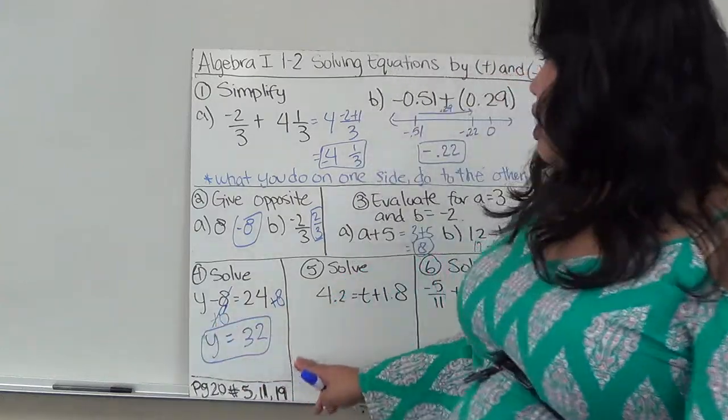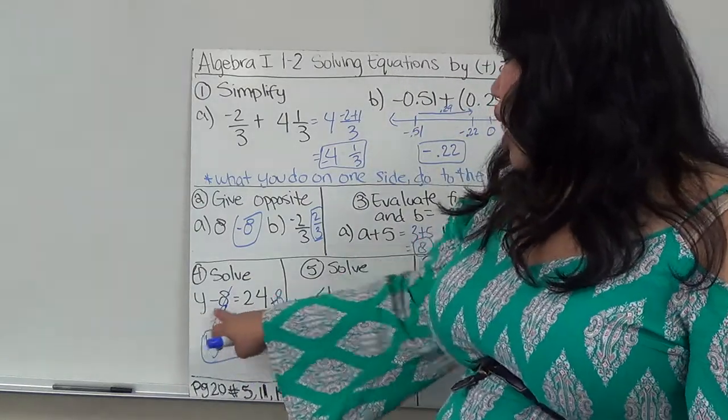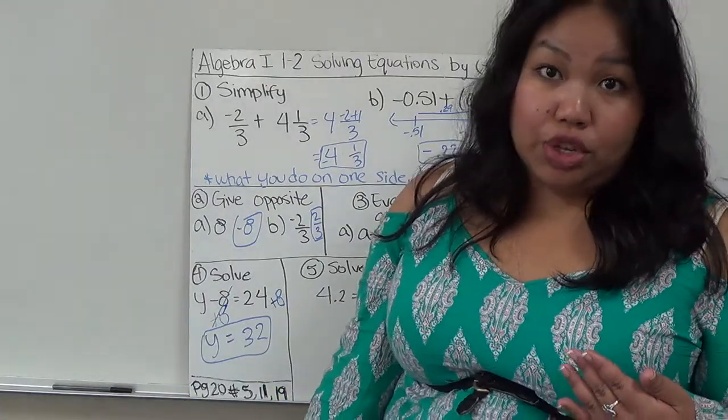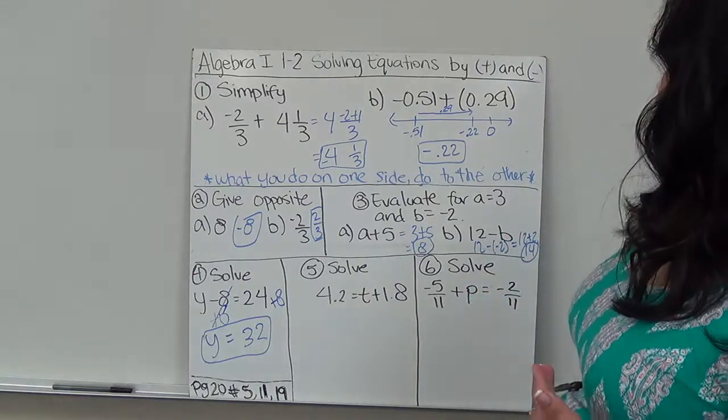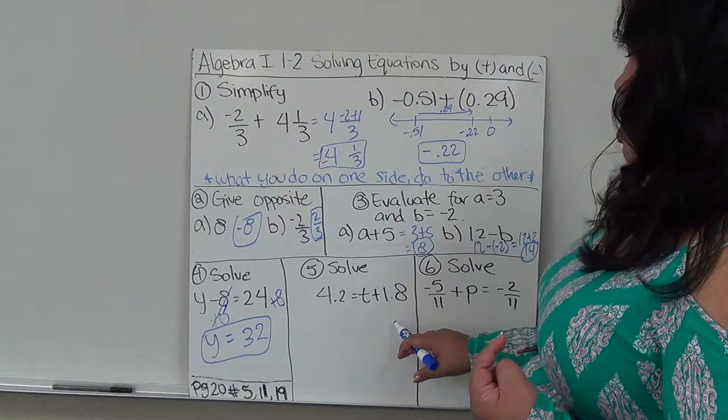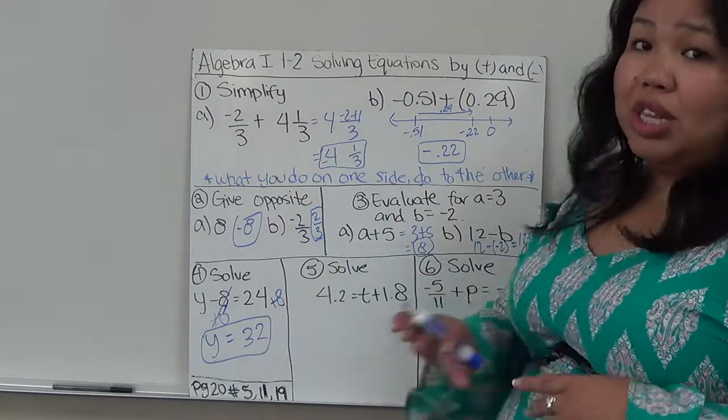What this means is if I put 32 in for y, I should get 24. I'm working backwards from the expressions that you're used to. All right? Number 5 is the same thing. I have 4.2 equals t plus 1.8. Now, the variable's on a different side, but the concept's still the same.